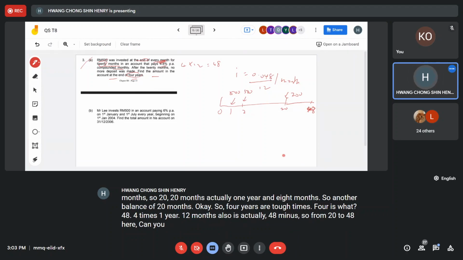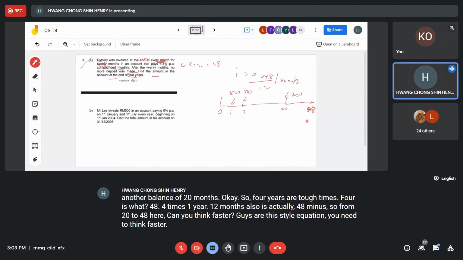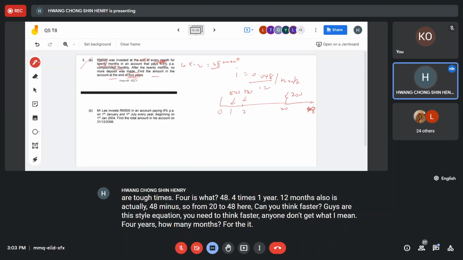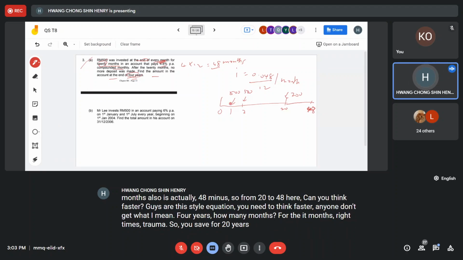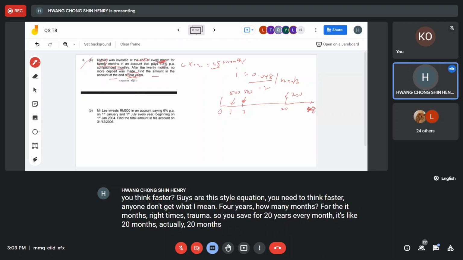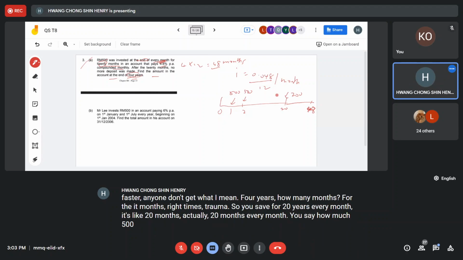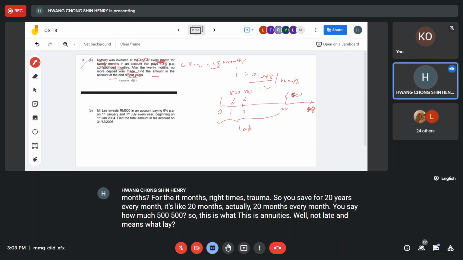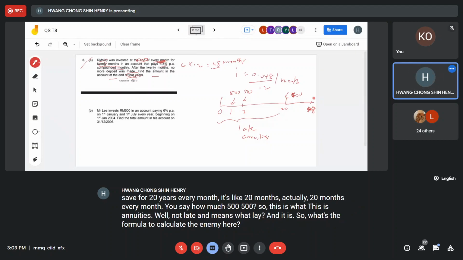Can you think faster? Guys, this type of question, you need to think faster. Anyone don't get what I mean? 4 years, how many months? 48 months, right? So you save for 20 months. Every month you save how much? 500, 500, 500. So this is annuities. Right now, late annuities. So what's the formula to calculate the MV here based on late annuities?